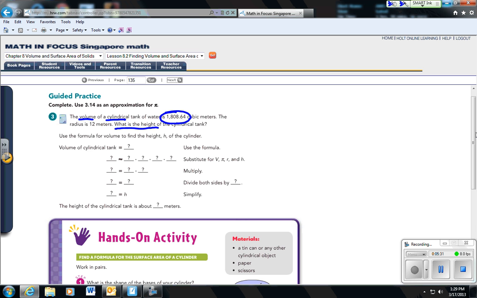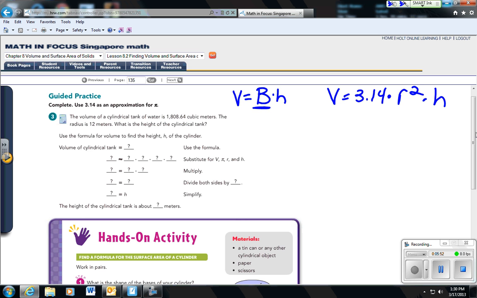We use the same formula, volume equals capital B times the height, which is volume equals 3.14 times the radius squared, that's what B is, times the height. Now we just fill in what we know. We use the same formula and fill in what we know. In this line here, the volume of the tank, we know that it's 1,808.64.